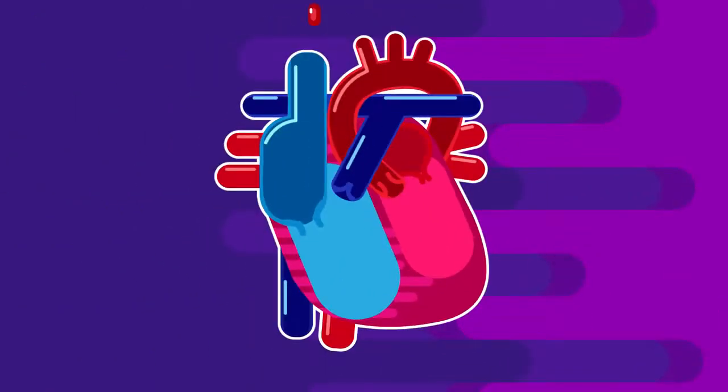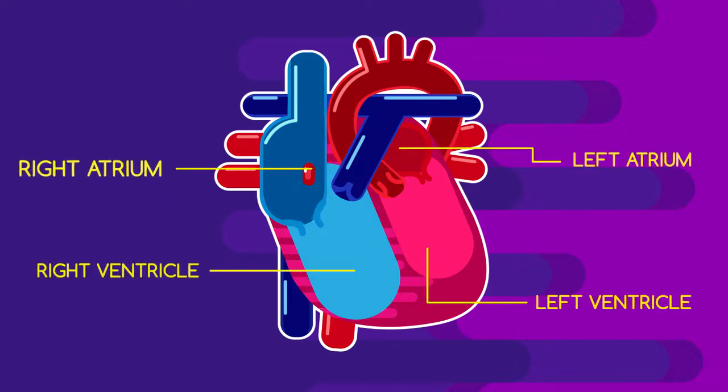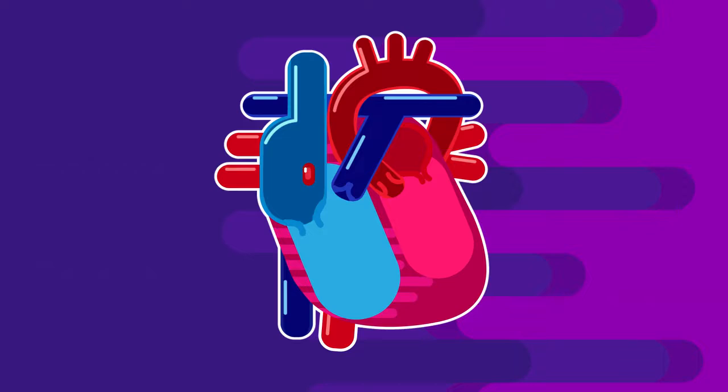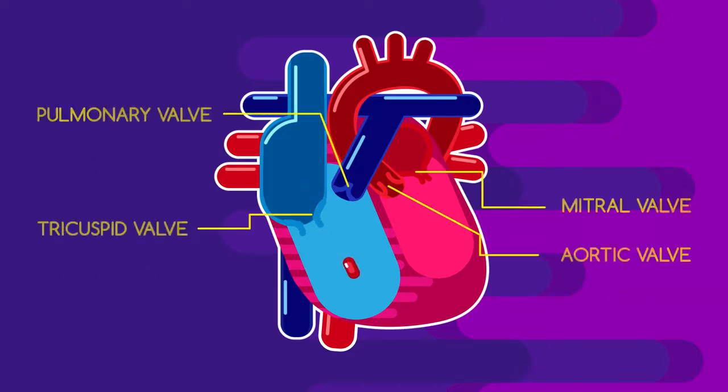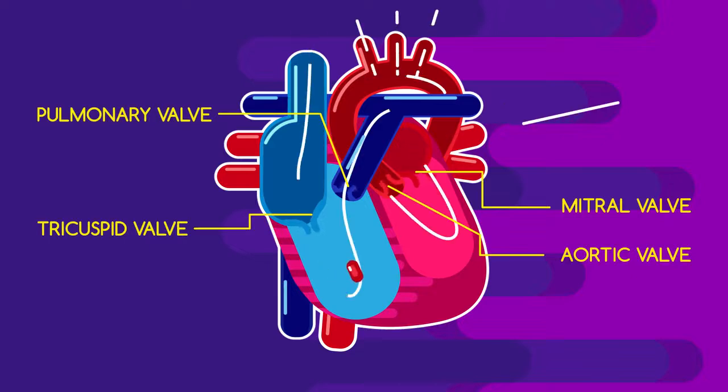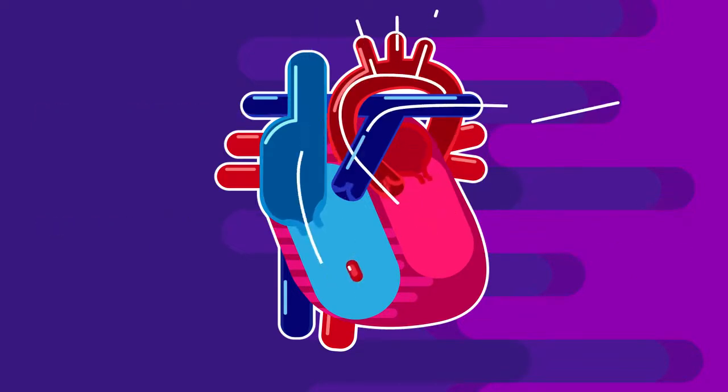So, the deoxygenated blood has arrived at the heart. Remember that the heart has 4 chambers: the right atrium, the right ventricle, the left atrium, and the left ventricle, each with its own specific role. These chambers are separated by valves, which act as floodgates, ensuring that blood only flows in one direction, travelling back from all around our bodies.